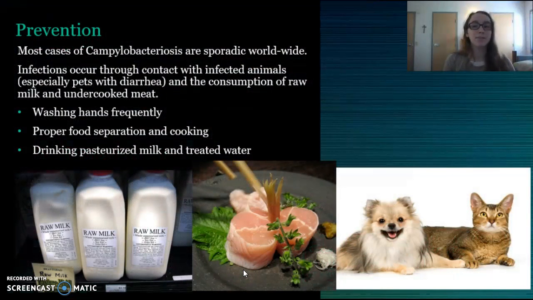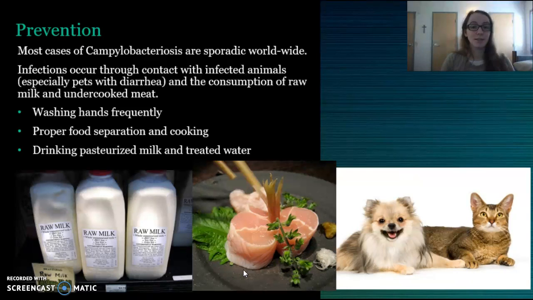And the best way to stop Campylobacteriosis is really just to prevent it, because there are so many different measures that you can get it from. It makes it very difficult for there to be a controlled mechanism by the CDC. Most cases of Campylobacteriosis are sporadic and worldwide, so outbreaks occur all over very randomly. And this is due to the fact that infections occur through the transmission of animals to humans, or animal products to humans. And also this occurs through contact with infected animals directly, especially pets with diarrhea, and also the consumption of raw milk and undercooked meat.